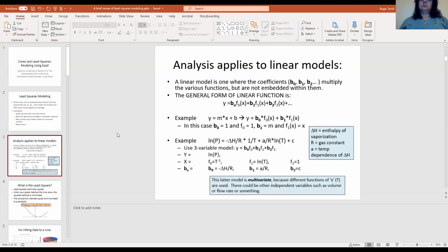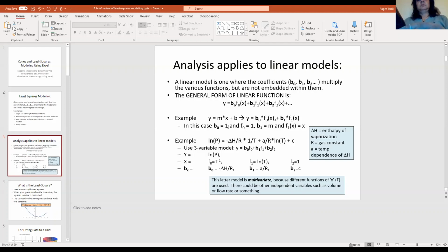So here's another example of a linear model. To review, a linear model is one where the coefficients B0, B1, and B2 multiply various functions that are not embedded within them. So a linear function is y equals B0 times F0 of x plus B1 times F1 of x plus B2 times F2 of x, etc. In the case of a line, you have y equals mx plus b. And this translates to y equals B0 F0 of x plus B1 F1 of x.